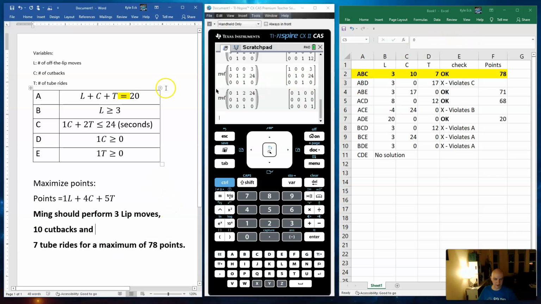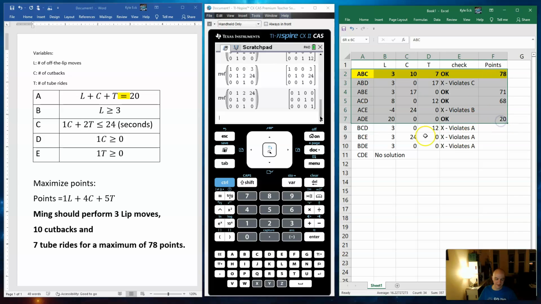And one last thing I wanted to highlight here, a really important lesson, is look at what constraint was violated most often. It was constraint A. In fact, anything that didn't have constraint A was not a solution point, and all solution points had constraint A. And that is specifically because it had that equal sign.